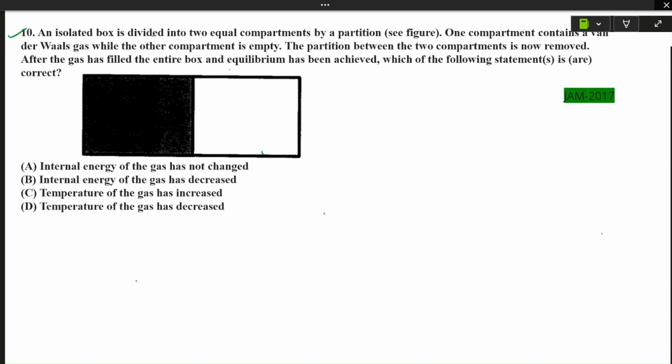An isolated box is divided into two equal compartments. One compartment contains a van der Waals gas, while the other compartment is empty. The partition between the two compartments is now removed. After the gas has filled the entire box and equilibrium has been achieved, which of the following statements are correct?